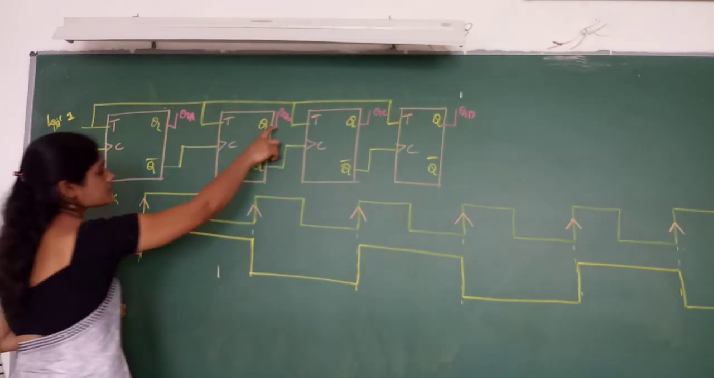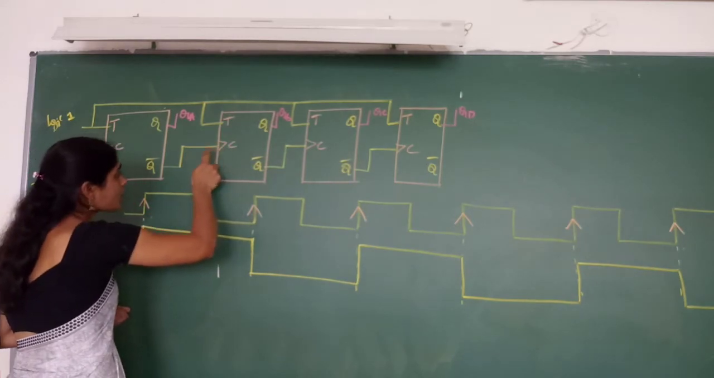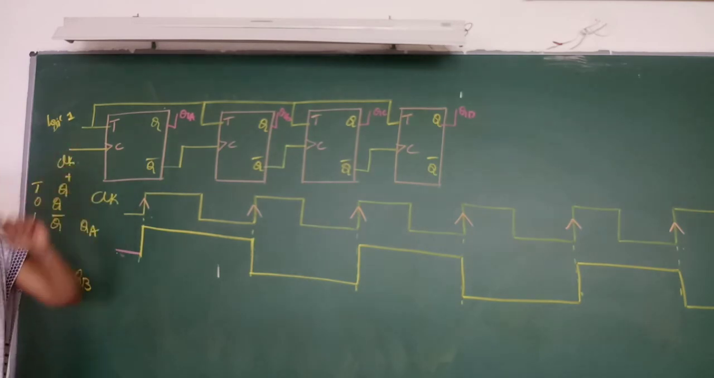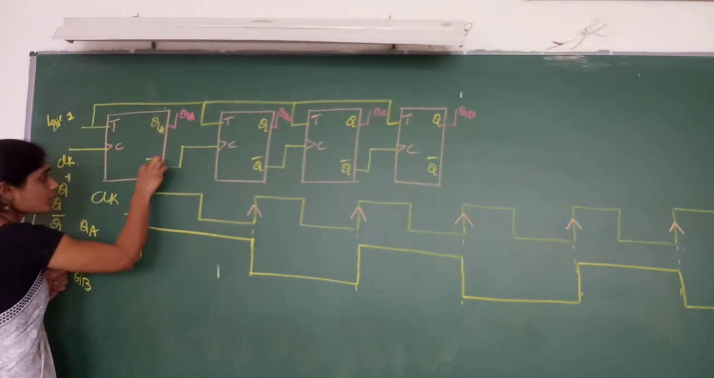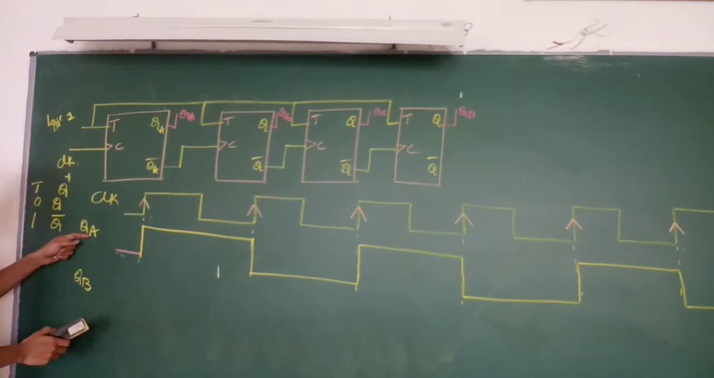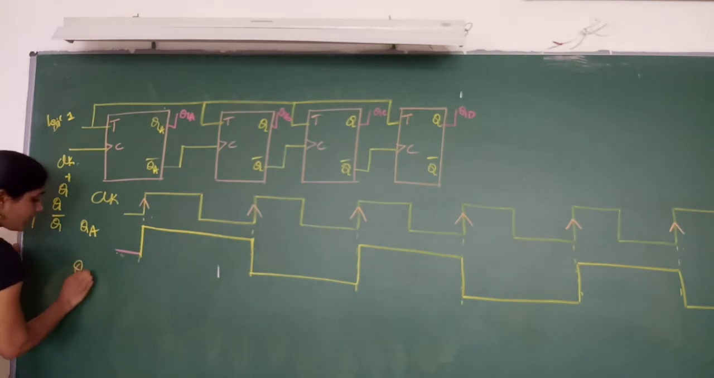This is QB. What is T? T is 1. But what is the clock? The clock is QA bar. The positive edge of QA bar is the clock. QB output I get at the positive edge of QA bar. So let me write QA bar first.